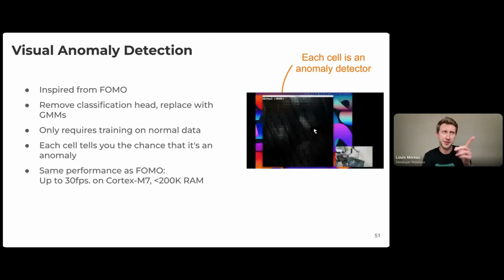This video is quite old. We've been showing that in the past. All the square, rectangular boxes are nominal data, and if you add something else, it will tell you that it's considered an anomaly, so it highlights it.